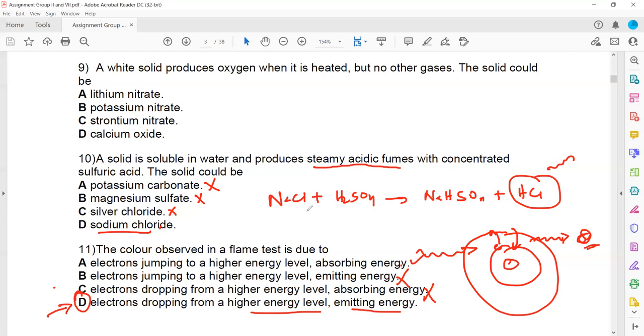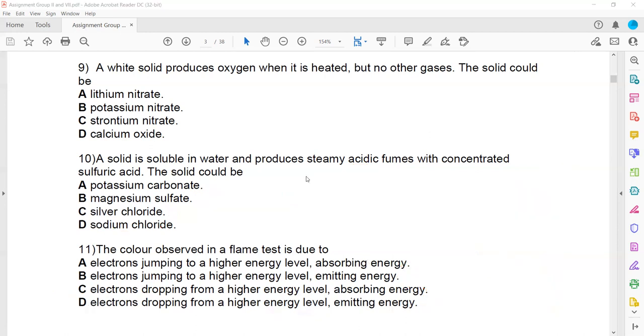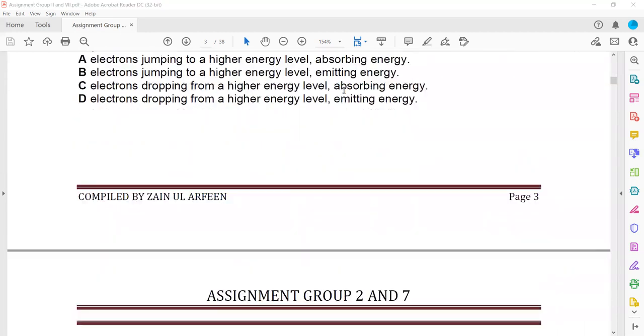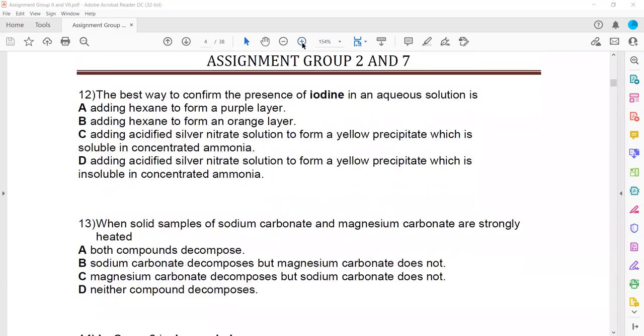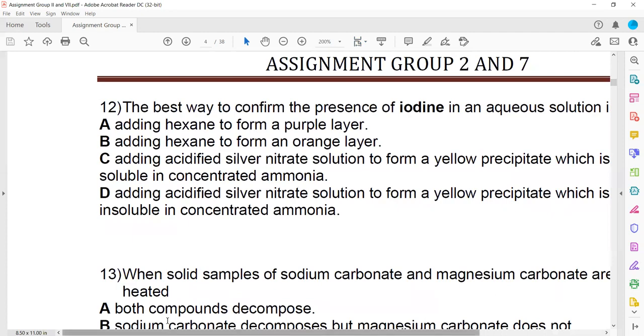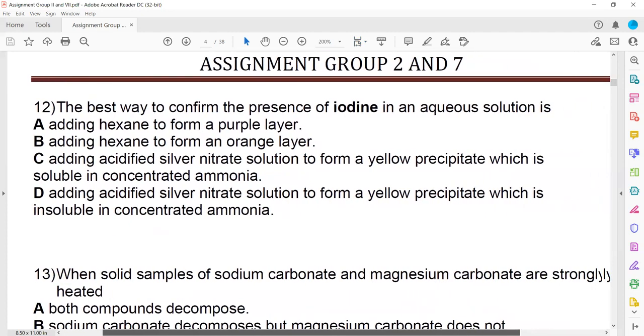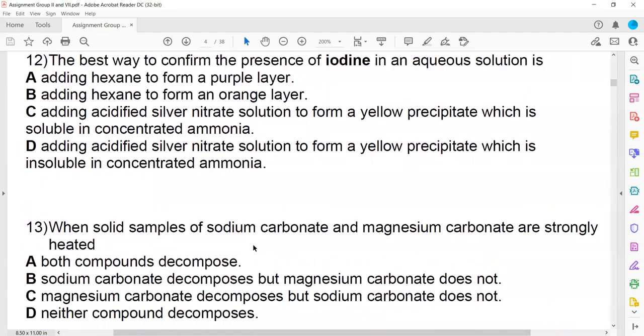Is it clear? Question 11. You will even find a structure question in which they ask you to explain why there is a flame color. So you should write that the electron absorbs energy and jumps to a higher level. When the electron returns, it releases a characteristic color corresponding to that difference in the energy levels.